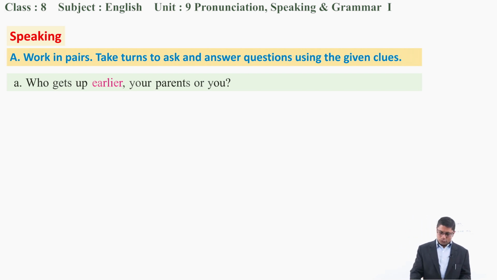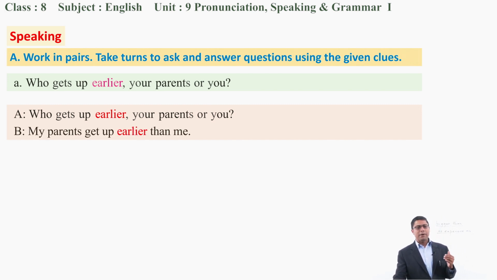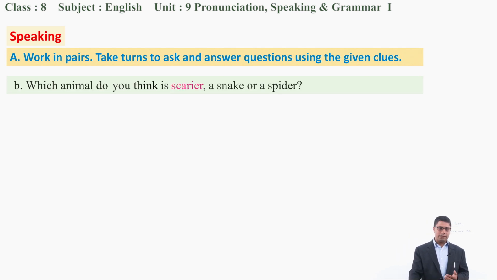Then your friend or you have to ask the same question. Who gets up earlier, your parents or you? And the next friend has to reply saying, my parents get up earlier than me. See here, comparison between your parents and you. So, earlier than. Let's look at B.